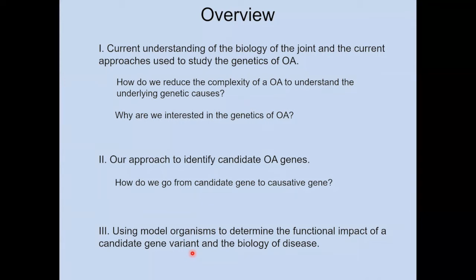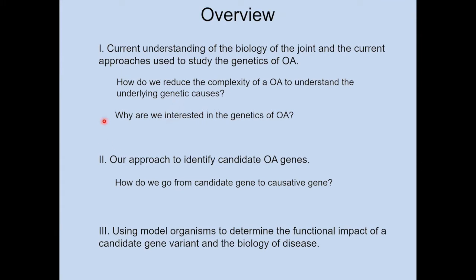I'm going to go over what the state of the field is in terms of our understanding of the biology of the joint and the approaches used to study the genetics of OA. And what I really want to hammer home here is that OA is a complex disease. How do we reduce that complexity to really get at the underlying genetic causes of the disease? I hope I will convince you that our strategy is well-founded and works well.